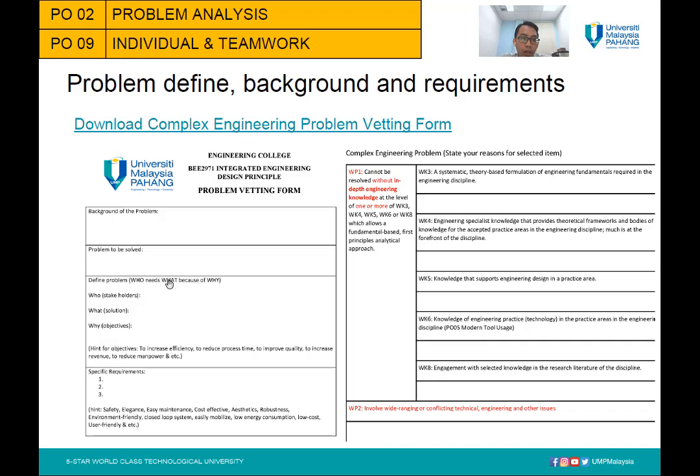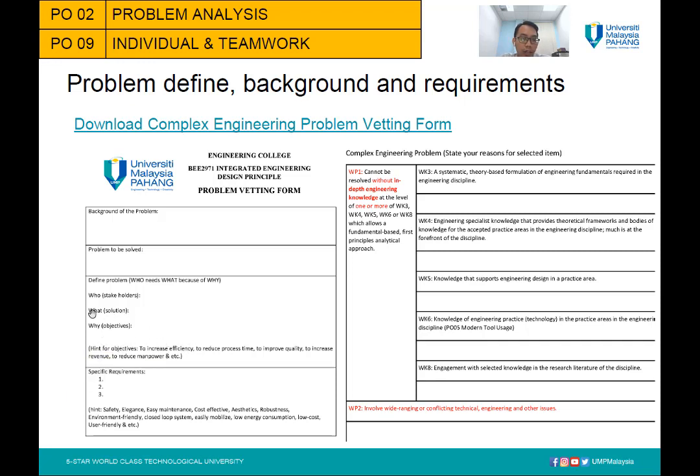Because who needs what, because you need a solution, to increase the efficiency, to reduce the process time, to improve the quality. So I wrote some hints here, so you guys can use these hints for the objective, and you can add others as well. Don't stick to this hint. You can just find and look for the others.